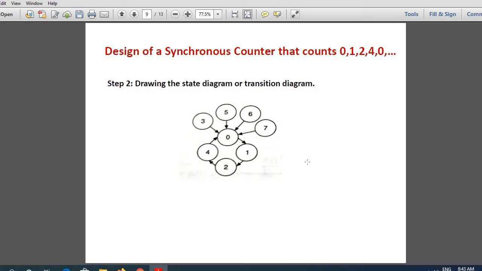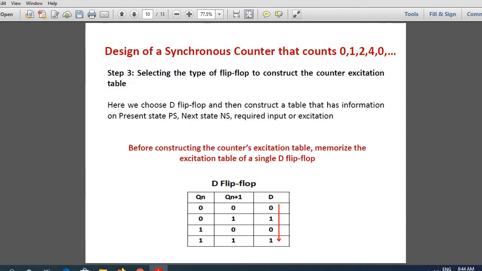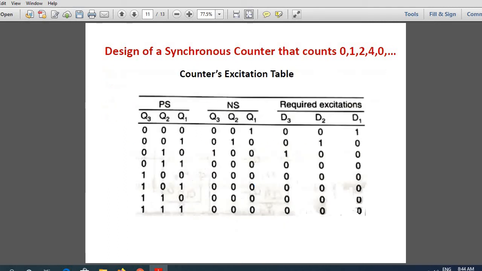So this is the state transition diagram. The real states are 0, 1, 2, 4, but all the other invalid states 3, 5, 6, 7 should go to 0. This is what the problem requires. Now I'm going to use D flip-flops here, so you should be very thorough with the D flip-flop excitation table. Now we are going to construct the counter's excitation table.